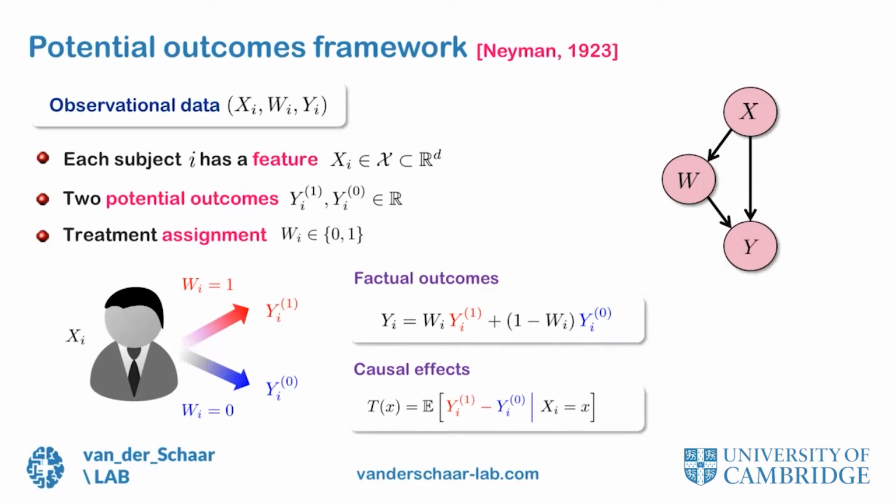But the problem is that in observational data, we only get to observe either of the two potential outcomes. So a patient is either given a treatment or not given a treatment, but never both. So this makes the problem different from a standard supervised learning problem in the sense that we never observe the true label that we are trying to learn.